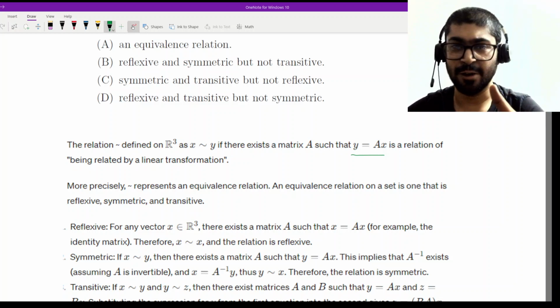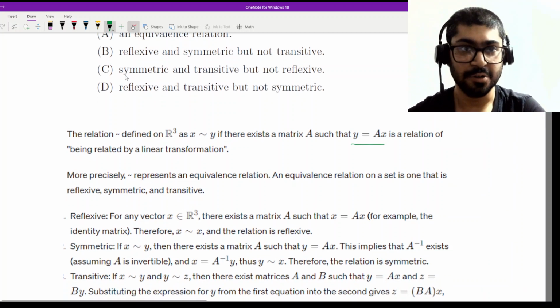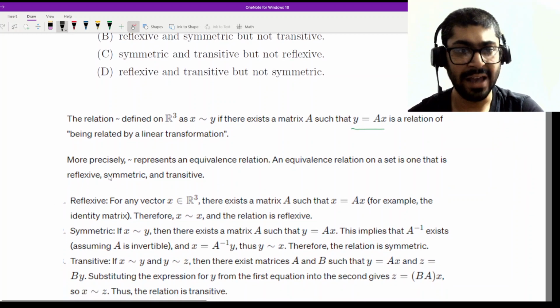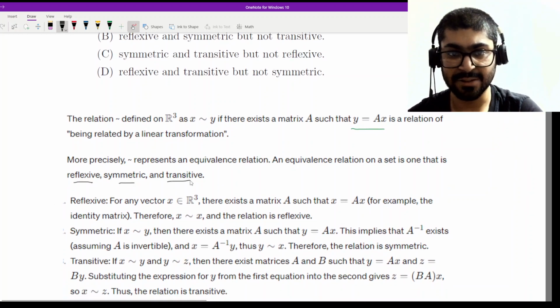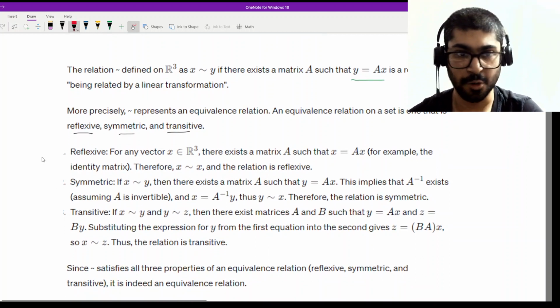It's written there outright, so we know we will have to mark option A. Now how do we prove that this is an equivalence relation? So let us go through the proof. To prove that something is an equivalence relation, we have to show it's reflexive, symmetric as well as transitive, right? So let us go through these portions one by one.